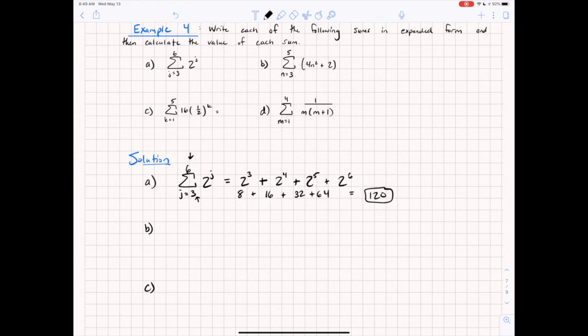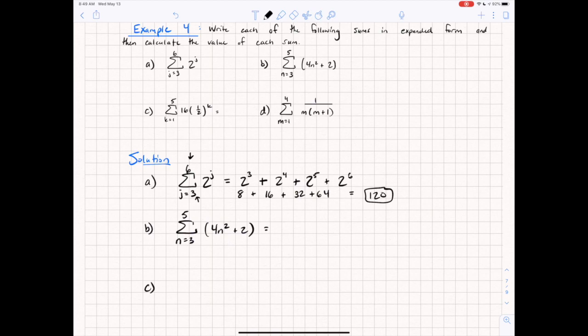All right, so in B, I have sigma, so the sum from n is equal to 3 to 5. And my expression, my function here, is 4n squared plus 2. Generally, they call this the argument, right? What you're arguing, your point, what we're plugging into.